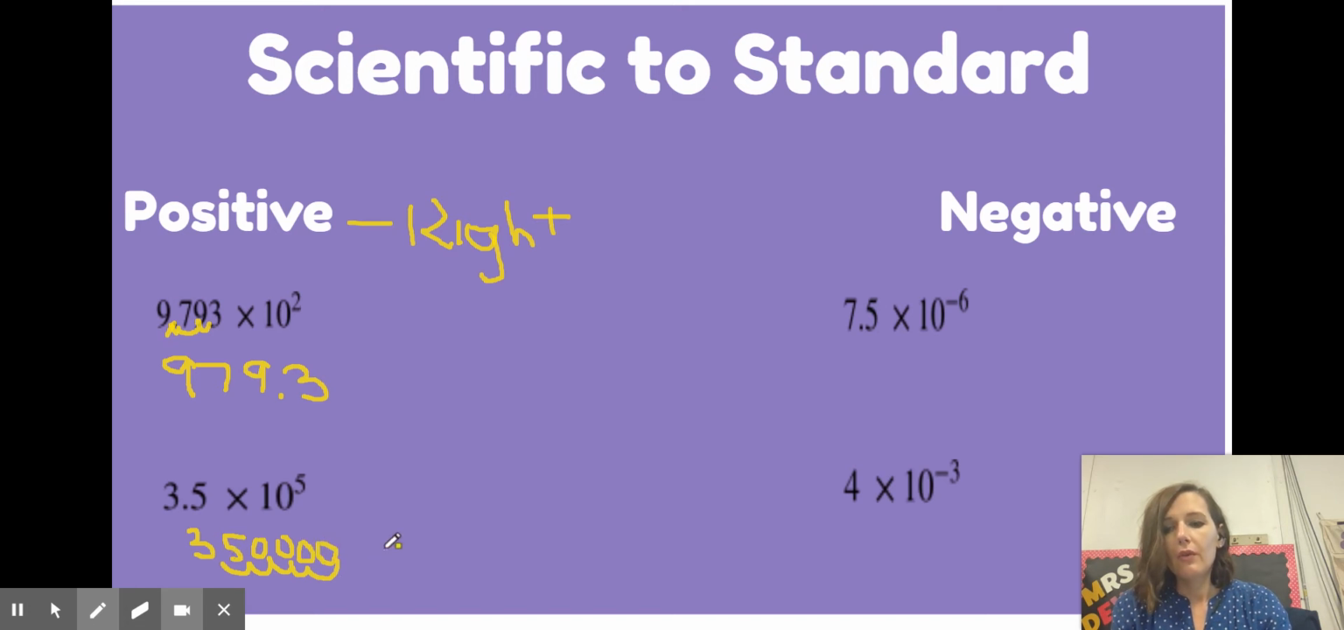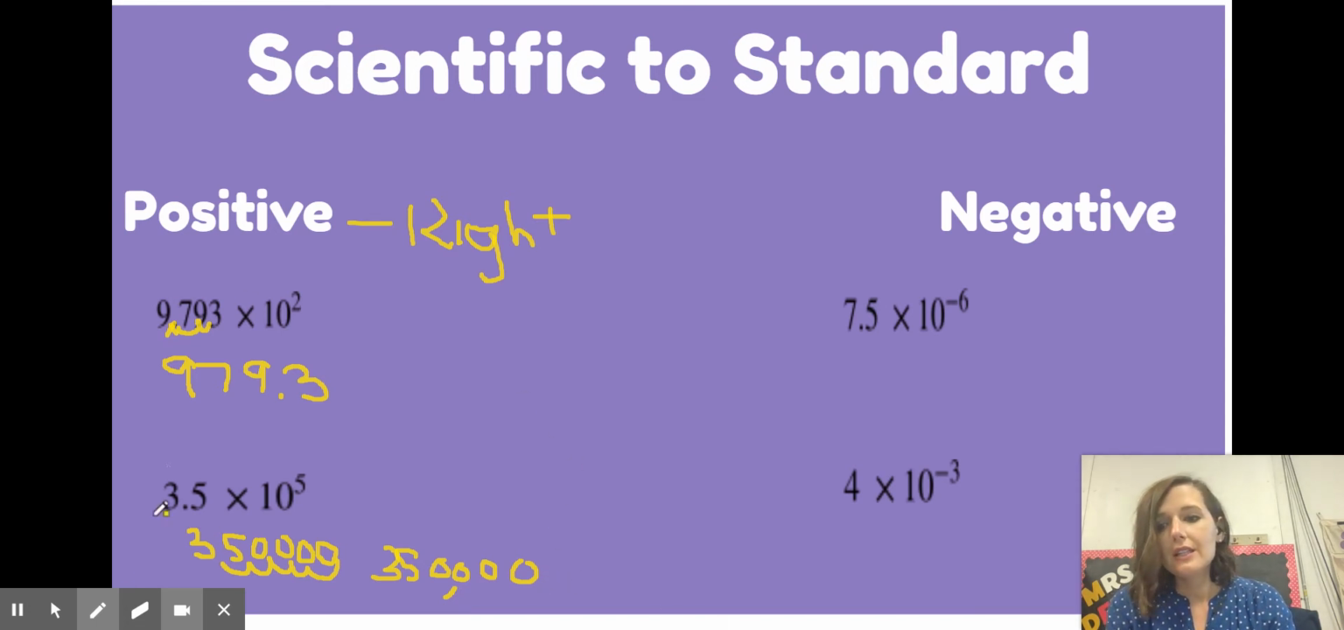So now I'm going to rewrite that. So I ended up having to add 4 zeros. And you're allowed to add as many zeros as it's telling you to add. And that would be my answer in standard form.